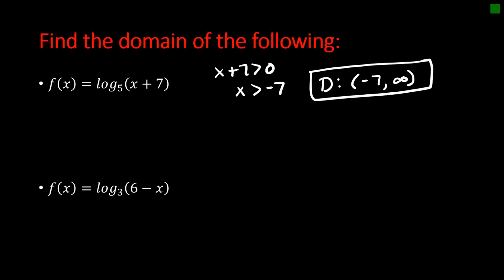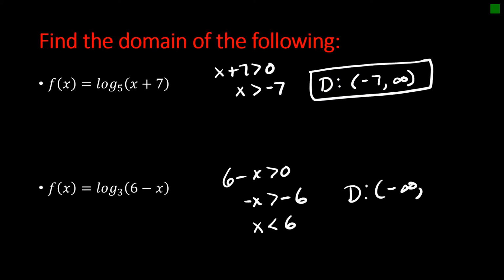Next we have log base 3 of 6 minus x. So 6 minus x has to be bigger than 0. Let's subtract 6 from both sides. If we multiply both sides by negative 1, the direction of the inequality reverses. And we have x being less than 6, which in interval notation is negative infinity to 6, open at 6.